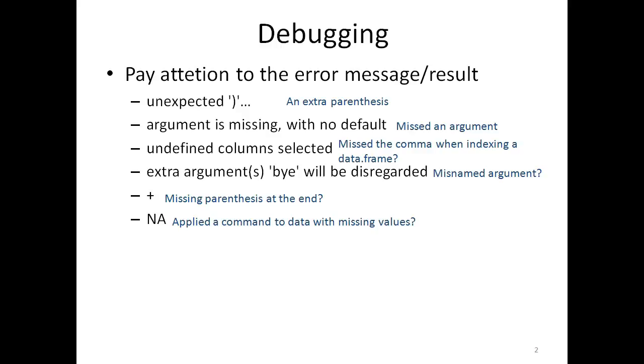When you get a plus, that's not really an error message, but it tells you that R is waiting for more input. And usually the problem is that you have missed the parenthesis at the end of the script. The easiest way to handle this is simply to write an extra parenthesis at the end, highlight it and run that single parenthesis, and usually it will work.